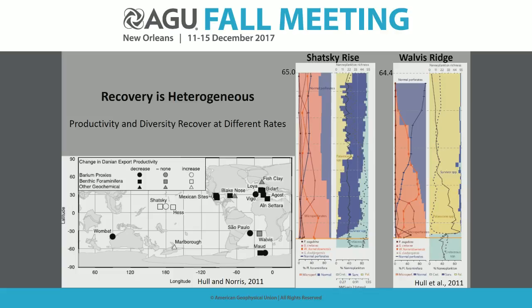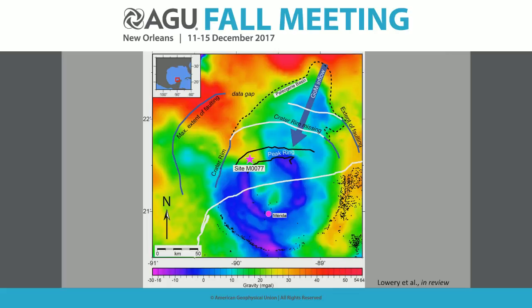So we can look at the Chicxulub crater here in the Gulf of Mexico. So there's this apparently a geographic trend, slower recovery closer to the crater, slower recovery of productivity. We can look in the crater itself and kind of test this hypothesis. You'd expect that if there's any sort of slower recovery related to distance from the crater, that you would obviously see that effect within the crater. So that's what we did.